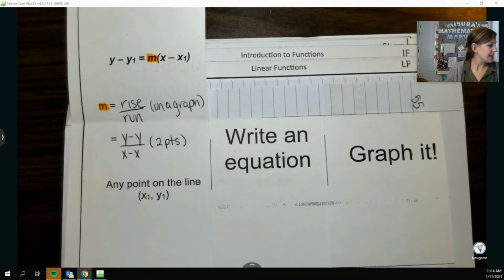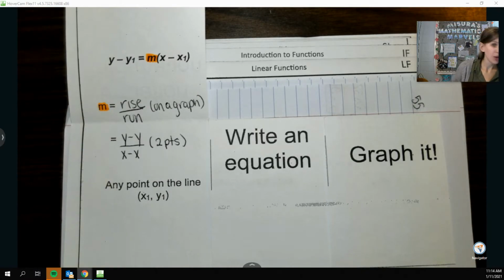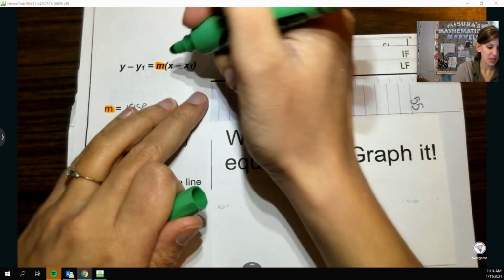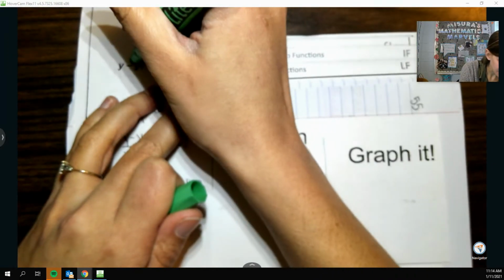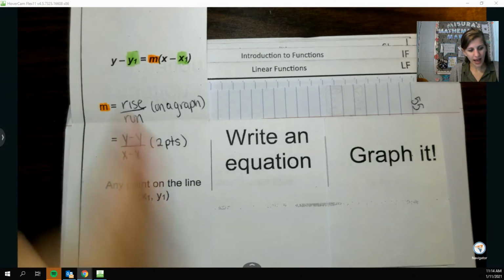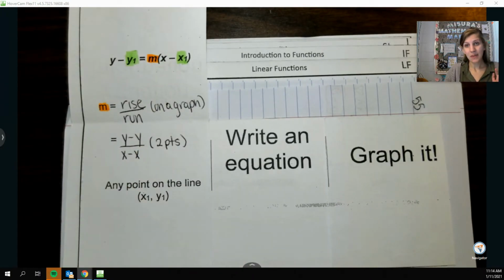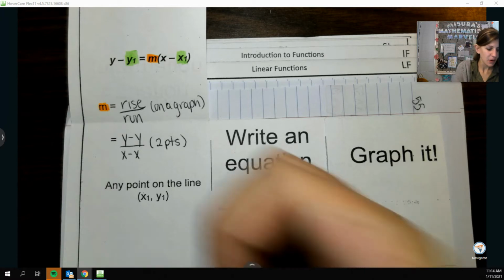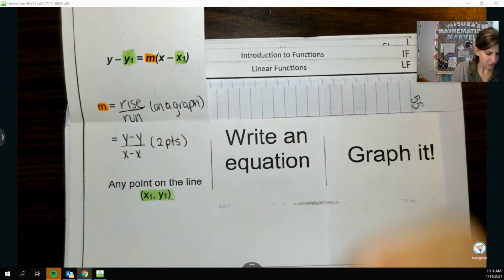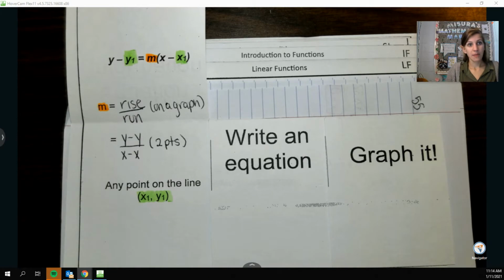Okay. Now the other thing that we need to fill in point slope form is a point. The thing is, direct variation always goes through 0, 0. So I don't need to worry about that point. Point slope form might go through a different point or go through lots of different points. It might not go through 0, 0. So instead, I have to fill in this x1, y1 with a point that they give me that's on the line. Okay, so any point that's on the line, we can fill in the x1 and y1.